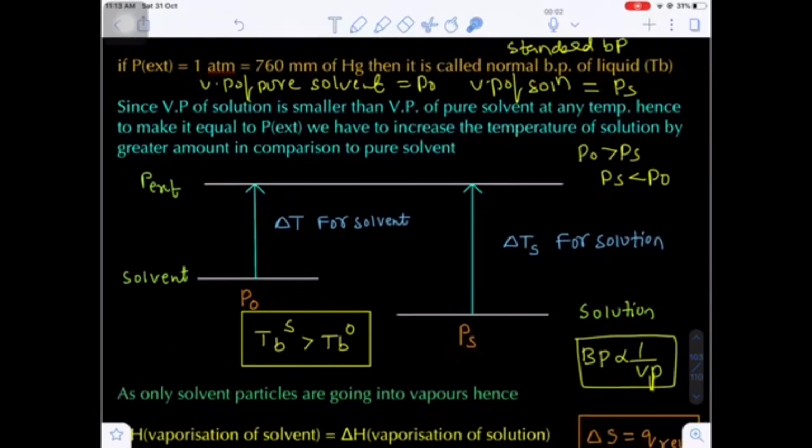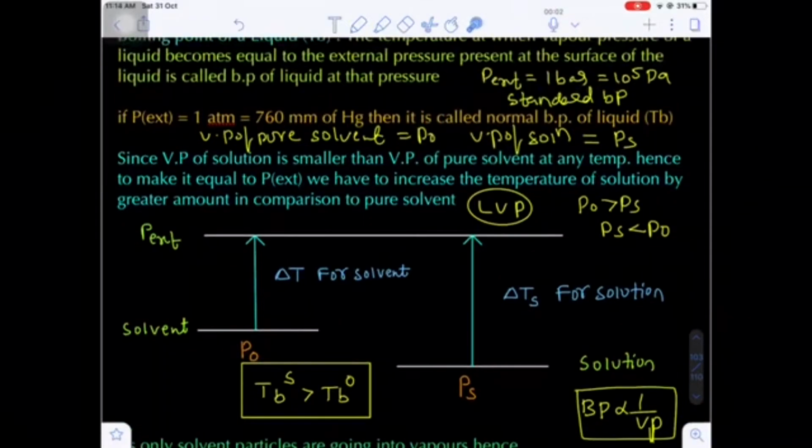Now we know that when a non-volatile solute is added to a volatile solvent, the vapor pressure decreases. This phenomenon is known as lowering of vapor pressure. What is the lowering of vapor pressure? It is the decrease in the vapor pressure of a pure volatile solvent when a non-volatile solute is added to it. Suppose the vapor pressure of the pure volatile solvent is P0 and the vapor pressure of the solution is PS. We know P0 is always greater than PS, otherwise PS is always less than P0.